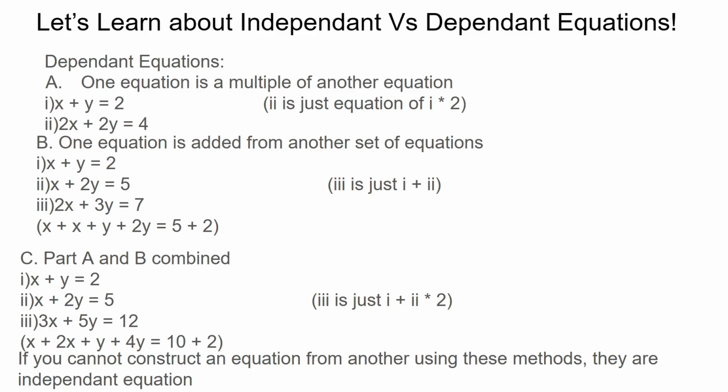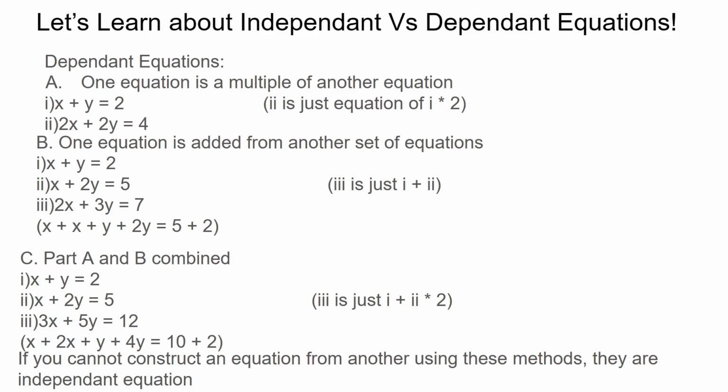For example, x plus y is equal to 2, x plus 2y is equal to 5, 2x plus 3y is equal to 7. Now notice how the third equation is just the first plus the second, which is x plus y plus 2y is equal to 5 plus 2. So for part C, it could be just part A and B combined.